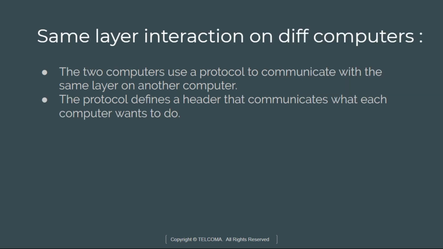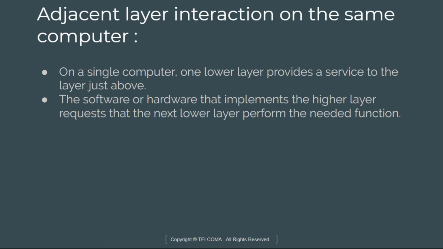We have same-layer and adjacent-layer interactions. In same-layer interaction on different computers, the two computers use a protocol to communicate at the same layer. One layer on one computer communicates with the same layer on another computer. The two computers use headers to hold the information that they want to communicate. Adjacent-layer interaction refers to how adjacent layers in the networking model on the same computer work together. A lower layer provides services to the layer above it.